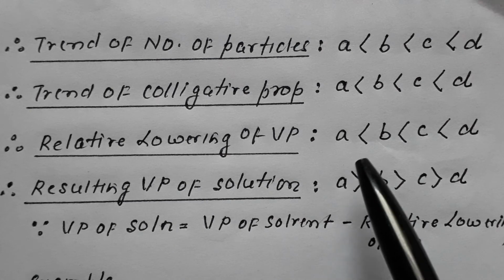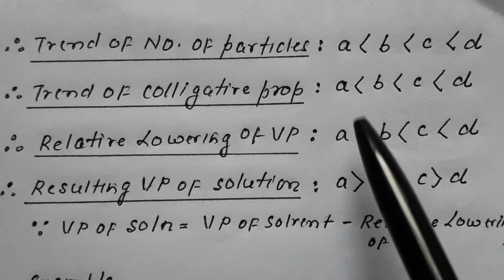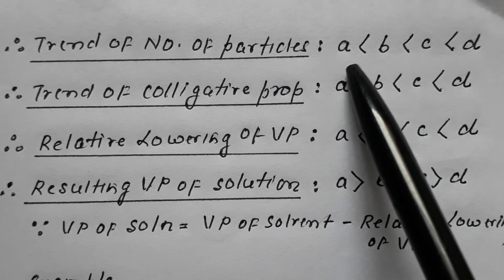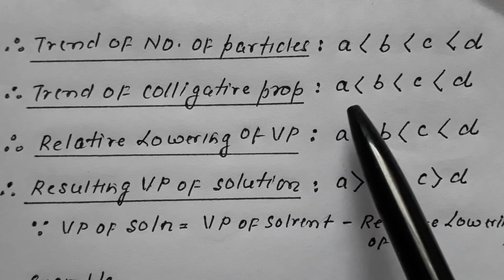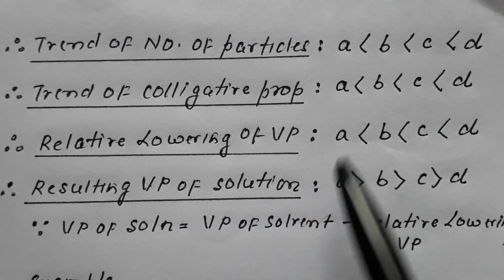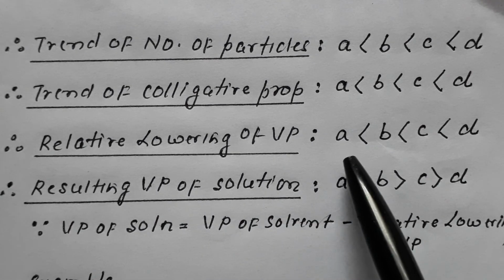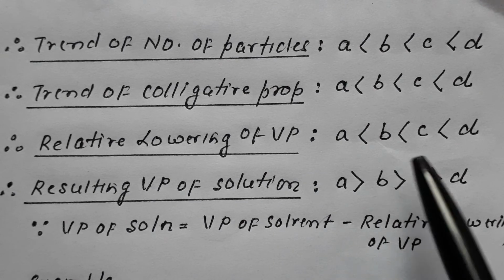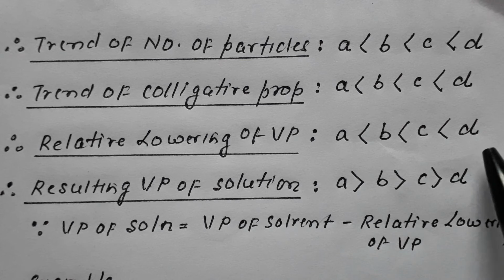So relative lowering of vapor pressure, definitely it is a colligative property. It would be least in case of A, because A has the least number of particles. Which colligative property are we discussing? The relative lowering of vapor pressure. So it is least in A, higher in B, still higher in C, and highest in case of D.